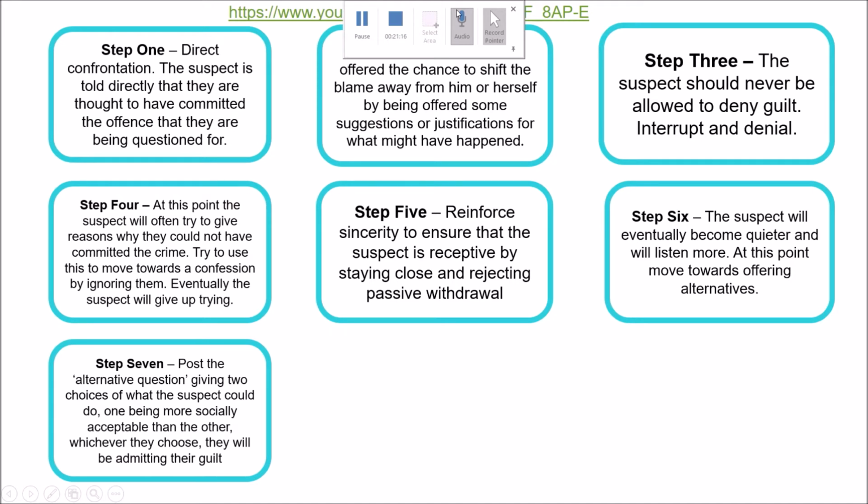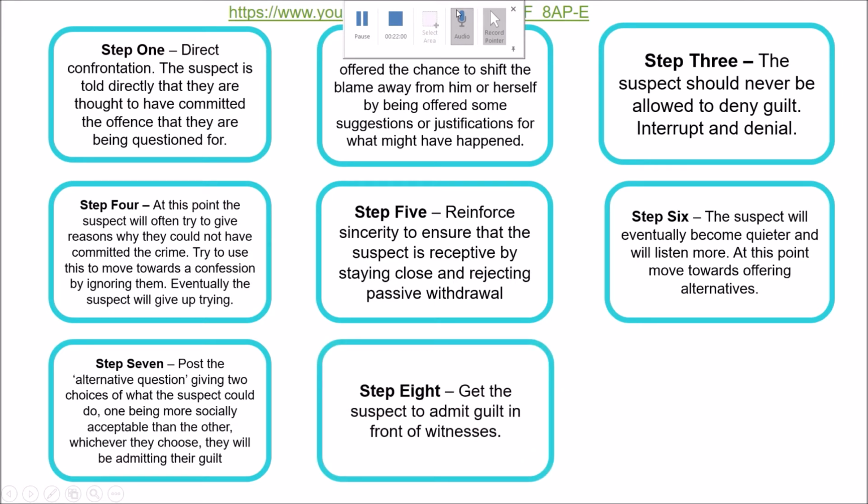Step 7, we start to then offer the alternative question, so 2 choices of what the suspect could do. So we essentially give 2 guilty interpretations of the crime. One of these is more acceptable than the other, so they would both have the outcome of that suspect being guilty, but actually one is lesser than the other. And we're saying you have this option. Or alternatively, you could just say you did it and this is the option that you have. And we're hoping that they'll take the one that is more acceptable, but whichever one they take, they will be admitting the guilt that they have.